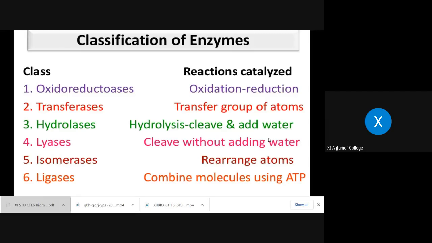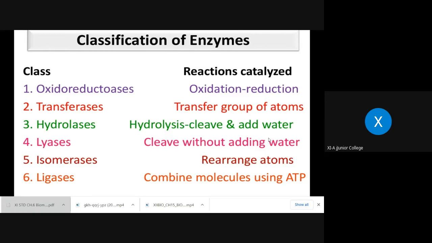That means oxidoreductases, which catalyze oxidation reduction. Transferases, which transfer groups of atoms. Hydrolases, that is cleavage or addition of water. Lyases, which cleave without adding water. Isomerases, that is rearrangement of the atoms. Ligases, which combine molecules using ATP.